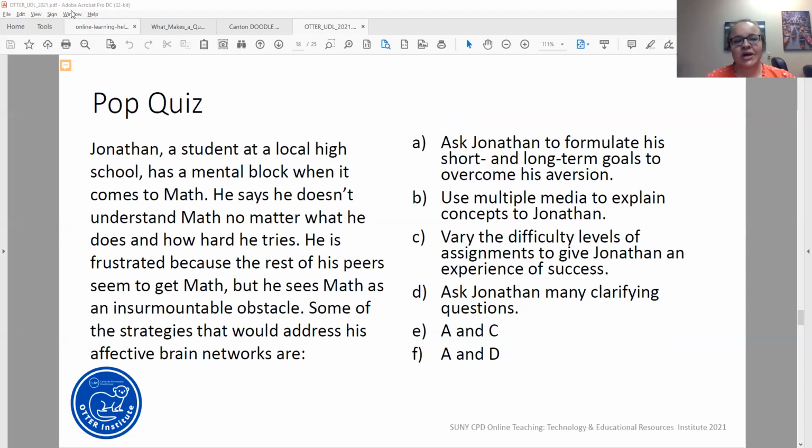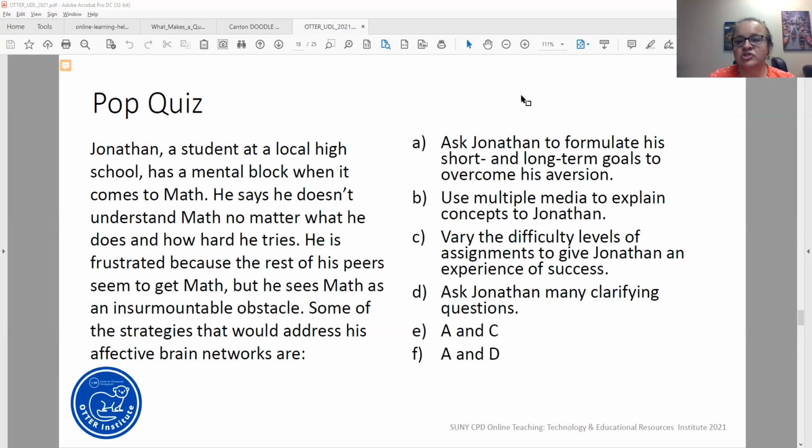And the story is about Jonathan. Jonathan is at high school and he has a mental block when it comes to math. He says he doesn't get it. He doesn't understand math no matter what he does and how hard he tries. He's frustrated because everybody else around him seems to get it, but he is just not getting math. And some of the strategies that would address his affective brain networks are, and before I tell you what affective brain network is, I will try to get the answer from you first.